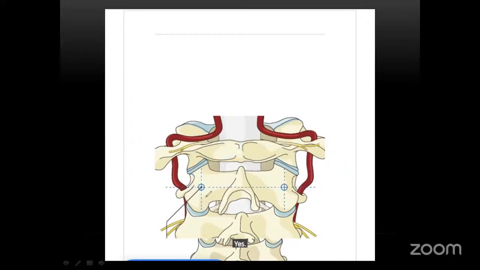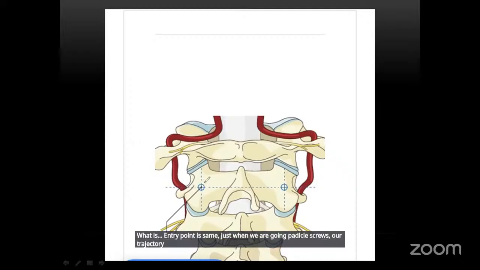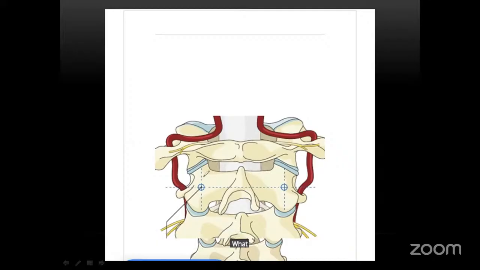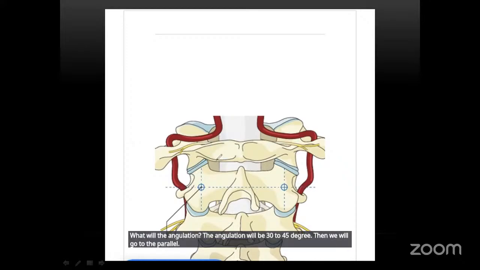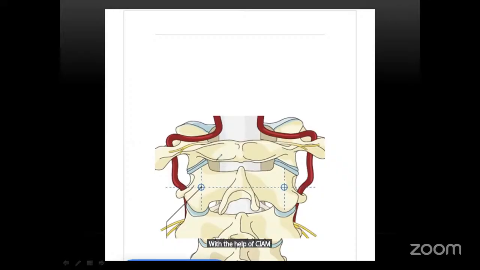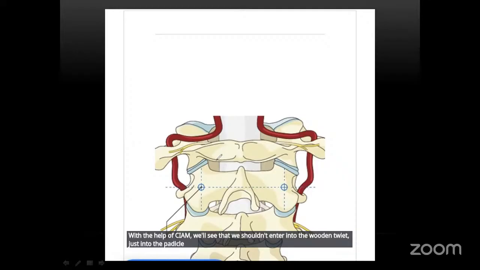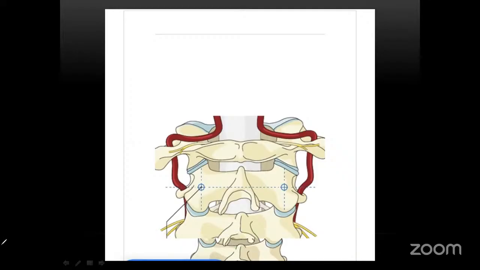Yes, sir, clear. The entry point is the same. Just when we are going for pedicle screws, our trajectory will be different. The trajectory will be going towards the medial side. The angulation will be 30 to 45 degrees. Then we will go to the pedicle. With the help of C-arm, we will see that we shouldn't enter into the odontoid, just into the pedicle. When the pedicle is reached, we have to stop and then fix.